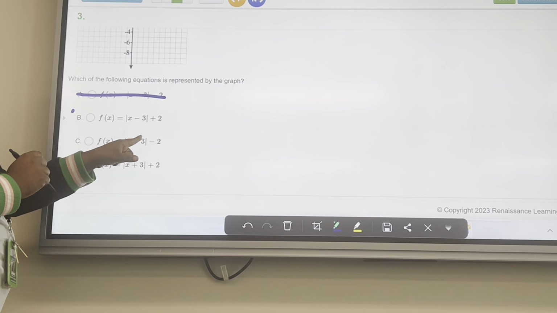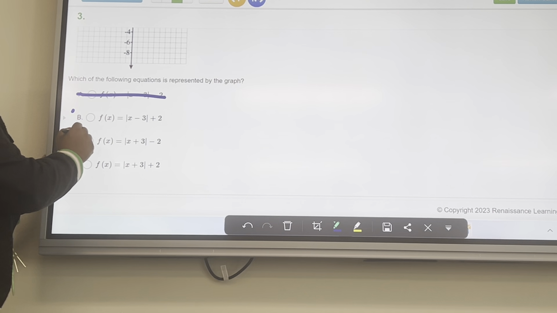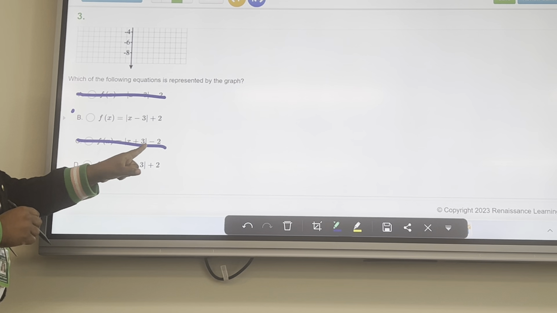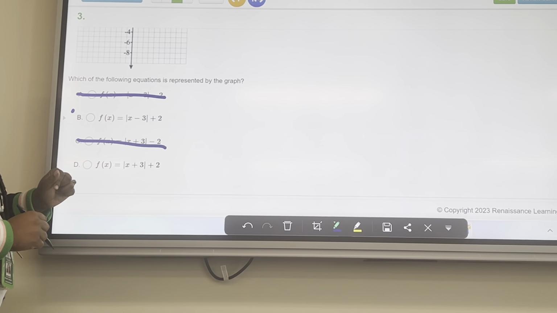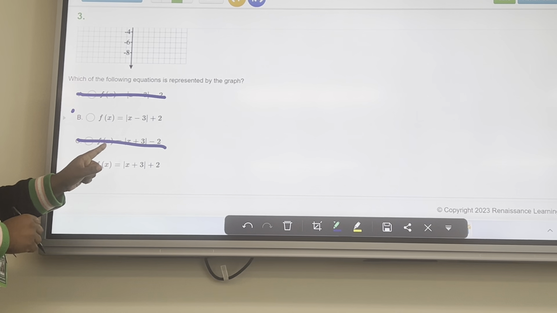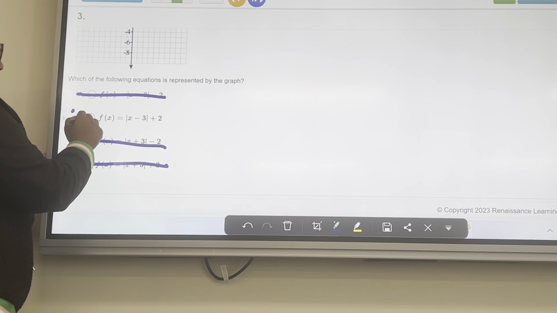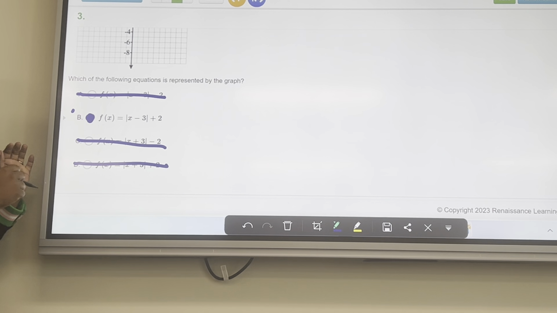This says x plus 3. We said x minus 3. So this is not the answer. This says x plus 3 plus 2. All right, we got x minus 3 plus 2. So it's not this one either. So it does leave me with B as the correct answer.